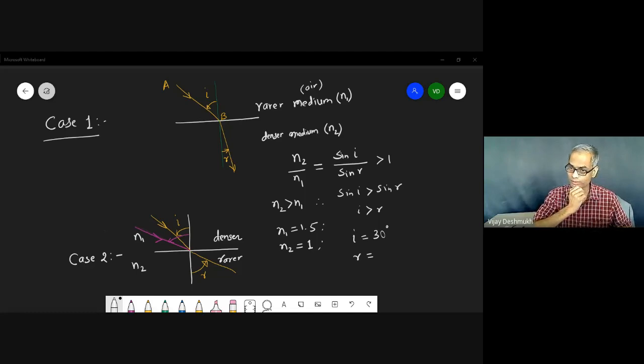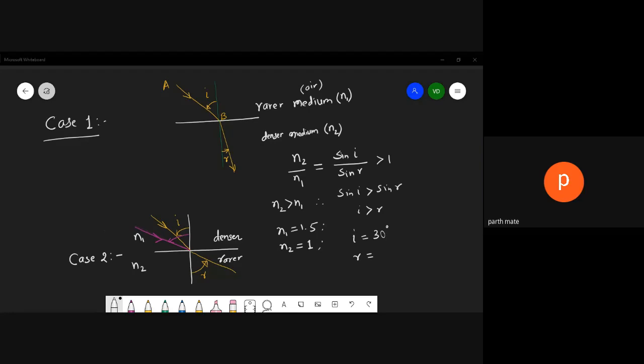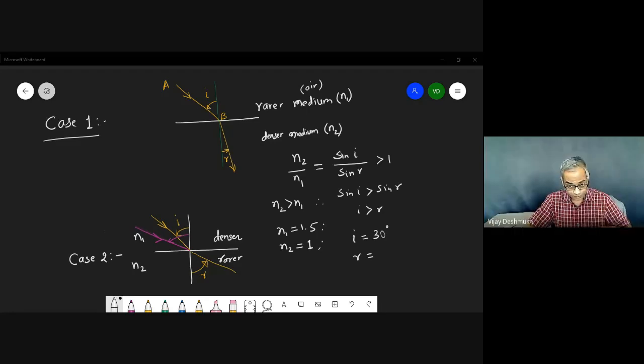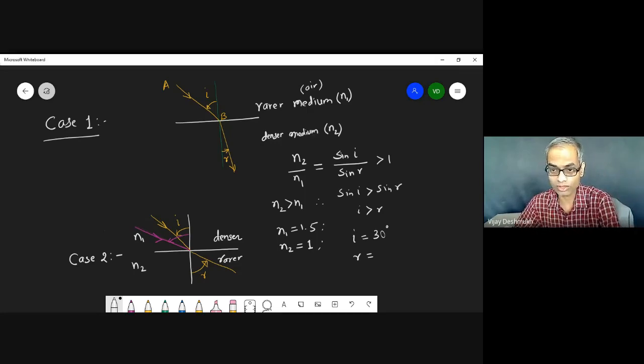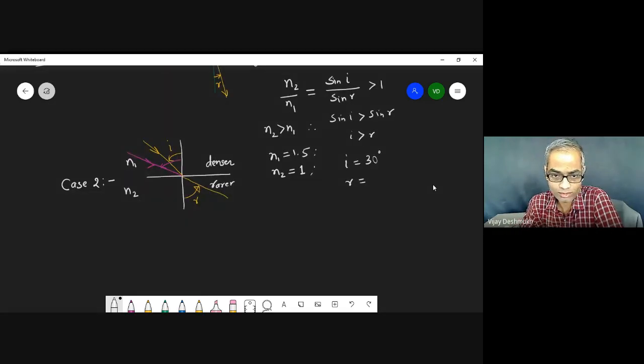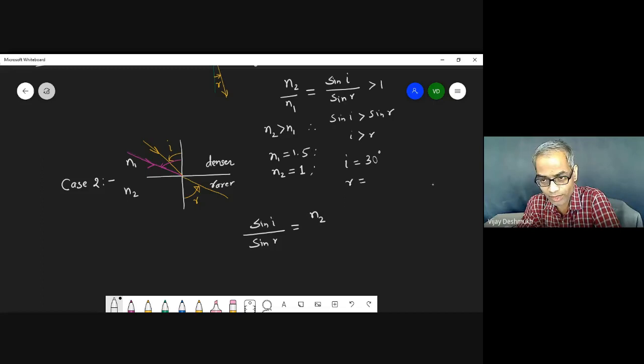Obviously, the angle of refraction will be more than 30 degrees. So how much will it be? Sir, 60. It can't be 60. What you do is you put all these values here: sin i upon sin r equals n2 upon n1. The formula will remain the same. So sin i divided by sin r will be equal to n2 divided by n1.